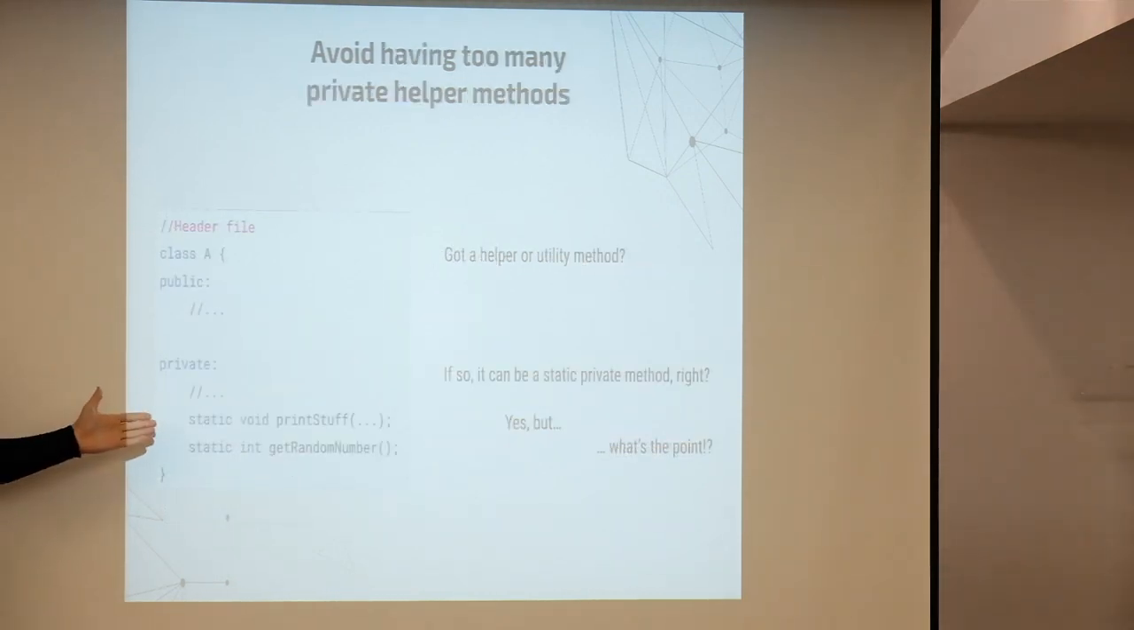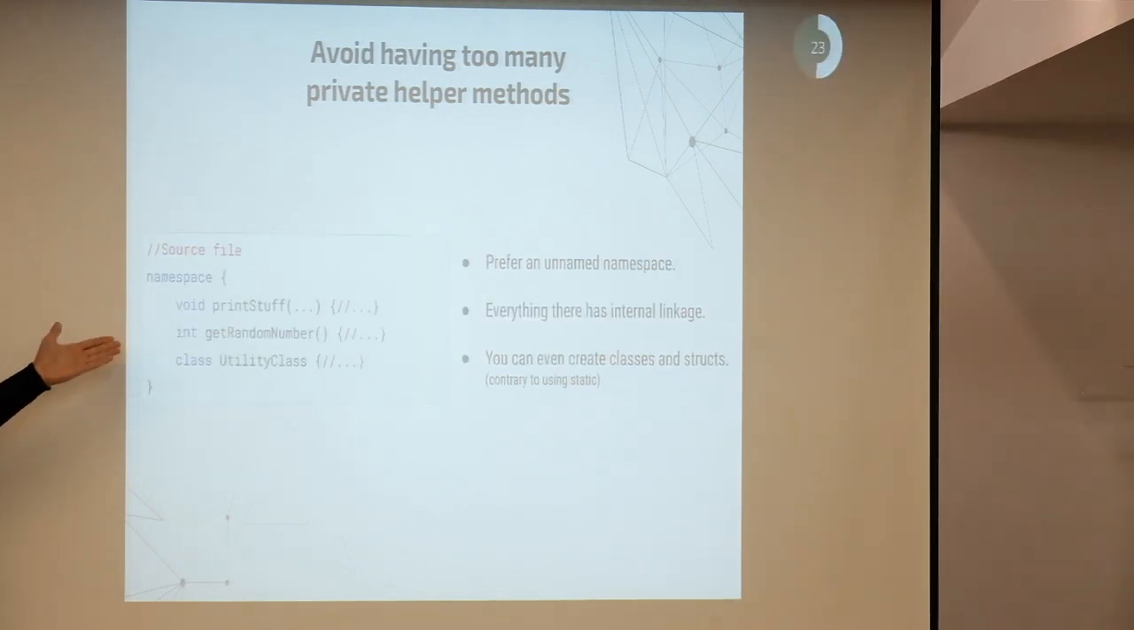This is a personal opinion, but when you have helper or utility methods in your class, some IDEs will tell you, okay, your method doesn't need any instance of this class, so it can be static. But what is the advantage of having a static private method? None, there isn't. Well, in terms of expressing your intention to whoever ends up using your class: if it is public, you can call this method without instantiating an object of your class. But if it is private, you don't. Next slide.